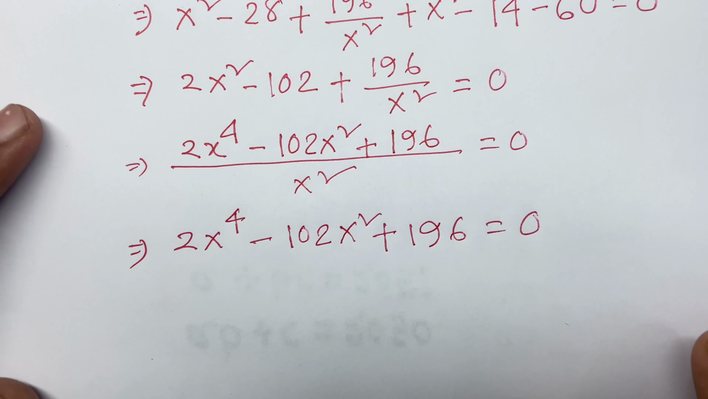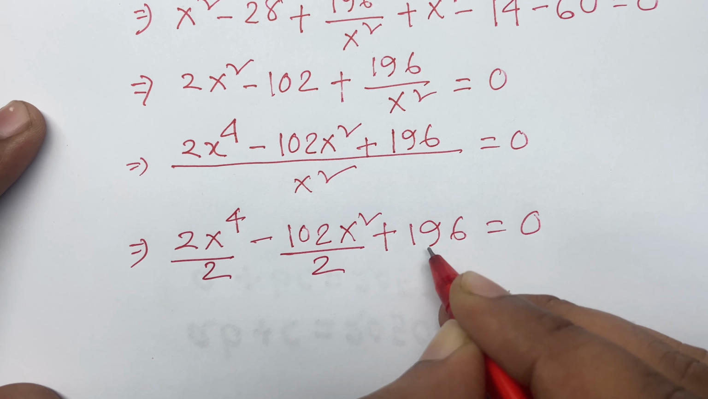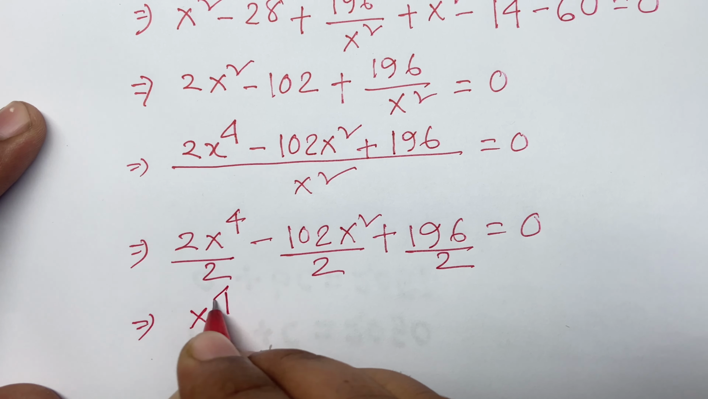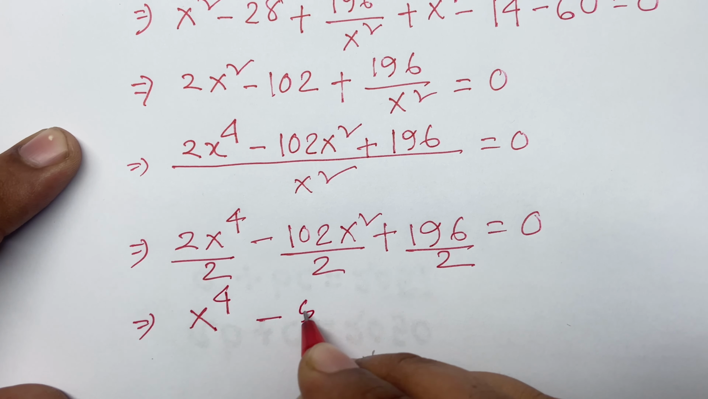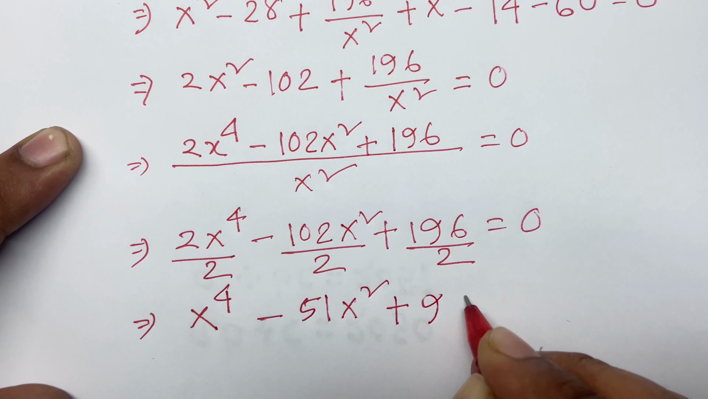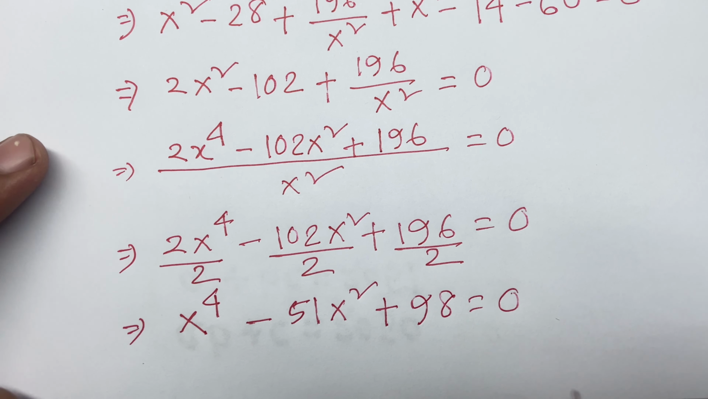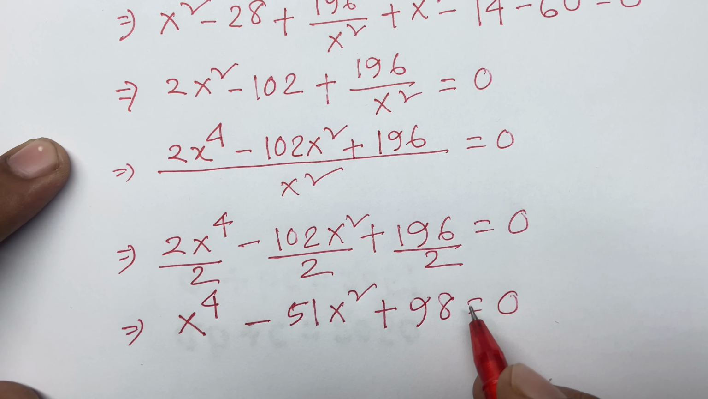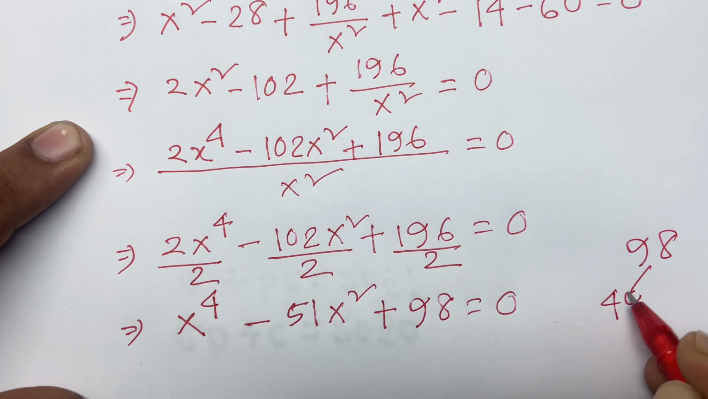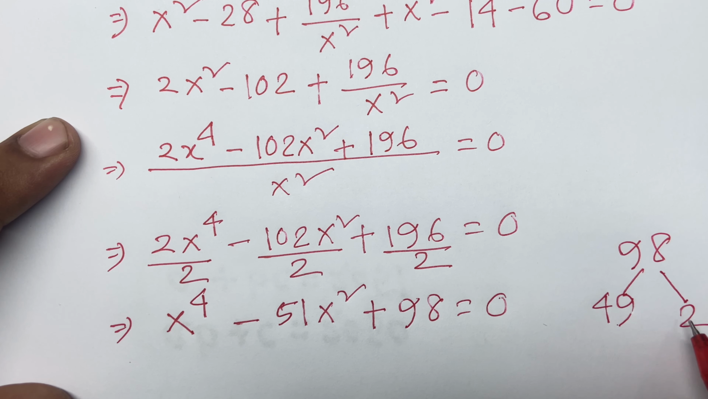Now I divide both sides by 2. This time 2 is cancelled. So x to the power 4 minus 51 x square plus 98 equal to 0. Now here is plus 98. So we know that 49 times 2 is equal to 98 and 49 plus 2 is equal to 51.